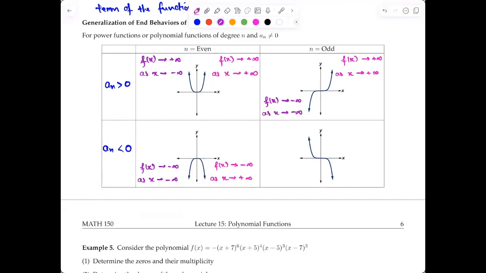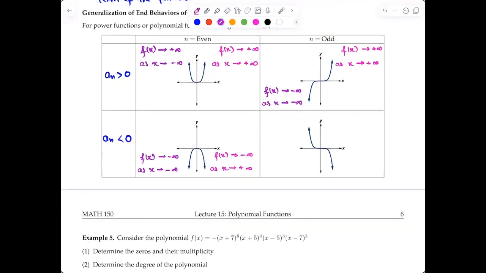Now you switch when you have a negative leading coefficient. So f of x goes to positive infinity as x goes to negative infinity, and f of x goes to negative infinity as x goes to positive infinity.